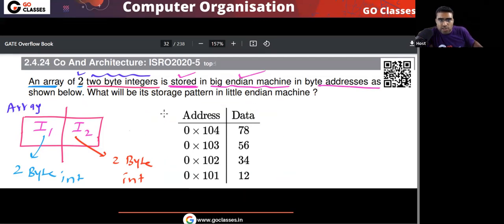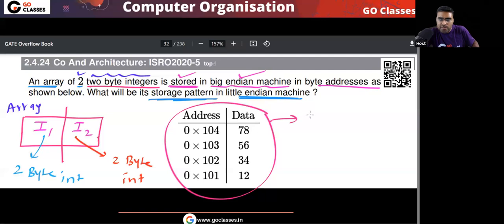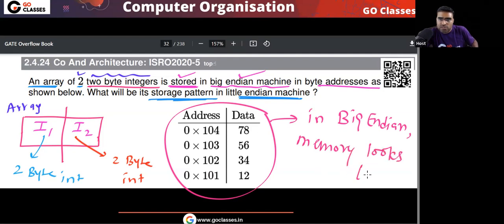What will be the storage pattern in the little endian machine? This is the memory layout in the big endian machine. This is how your memory will look for the given array.